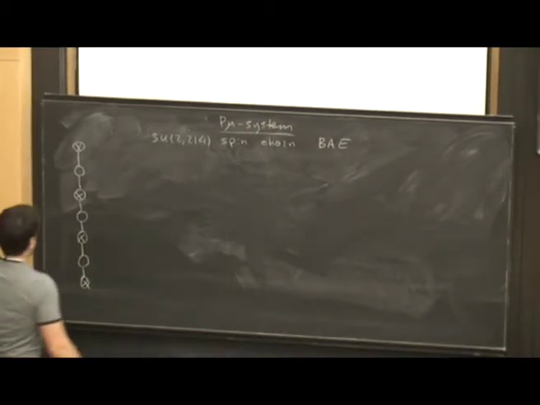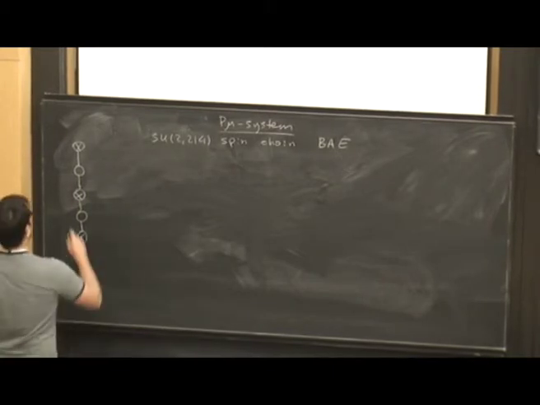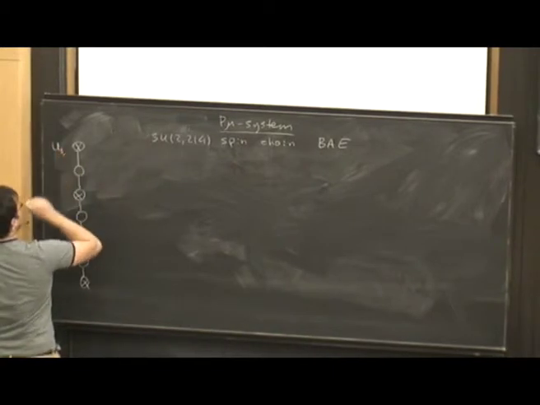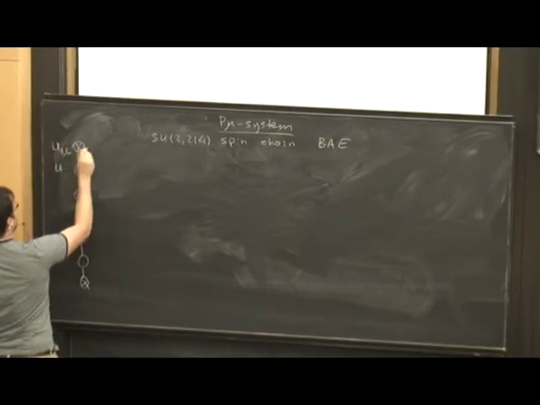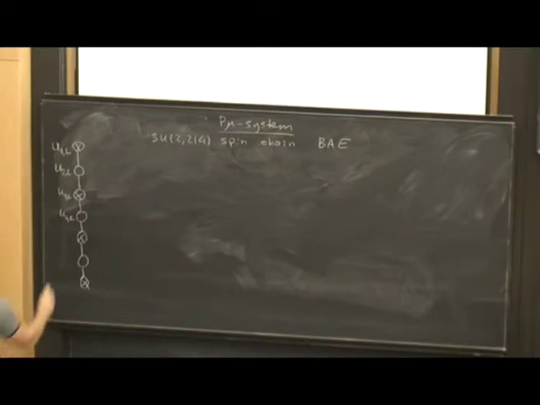And then the prescription is the following. If you want to write a Bethe ansatz equation for no matter which Dynkin diagram, what you have to do is introduce a type of Bethe roots for each of these nodes. So it's u1, u2, u3, and u4, and I hope you can continue this lower part of this diagram yourself. An exercise.